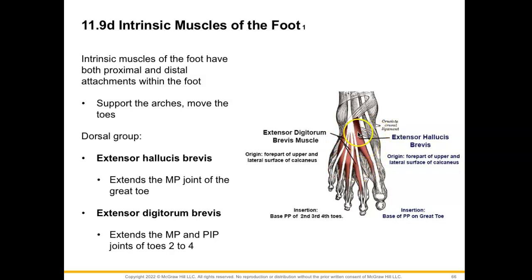So first we have your extensor hallucis brevis muscle. This is just going to extend the big toe once again, but it's only going to take place at that, I always mess this up in the foot, metatarsophalangeal joint of the great toe. And then here you could see these muscle bellies here are going to belong to our extensor digitorum brevis, and these will cause extension of digits 2 through 4, and that takes place at the metatarsophalangeal joint and PIP.